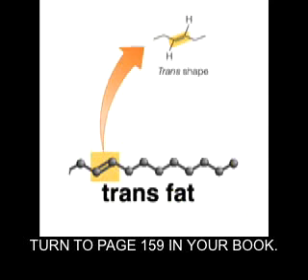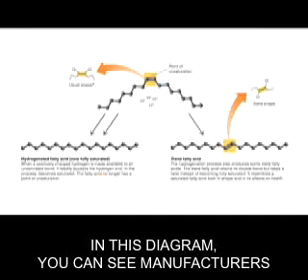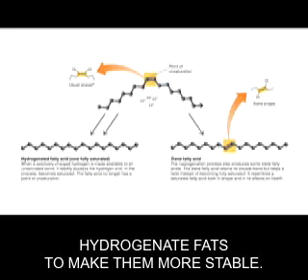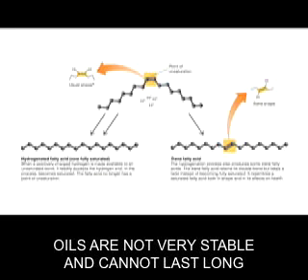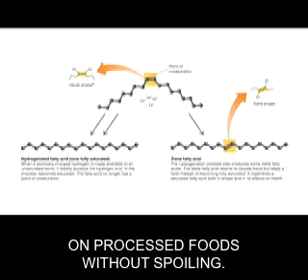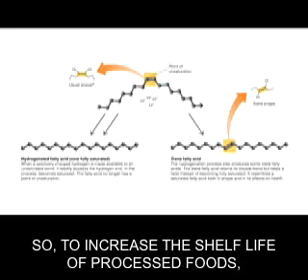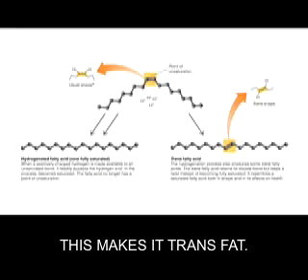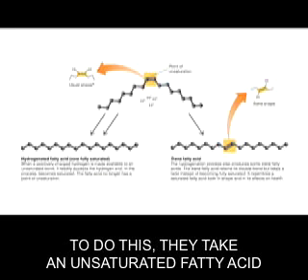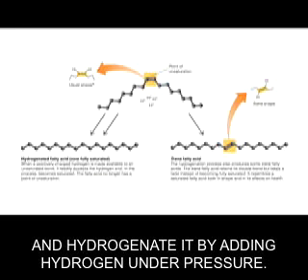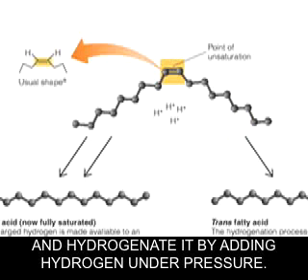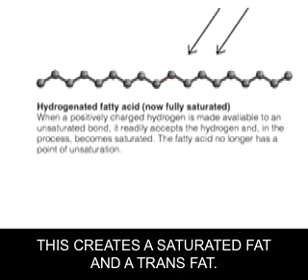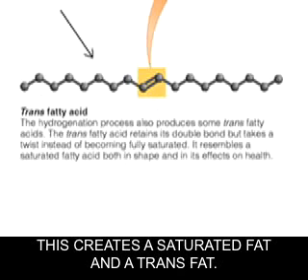Turn to page 159 in your book. In this diagram, you can see manufacturers hydrogenate fats to make them more stable. Oils are not very stable and cannot last long in processed foods without spoiling. So, to increase the shelf life of processed foods, manufacturers hydrogenate unsaturated fats. This makes a trans fat. To do this, they take an unsaturated fatty acid and hydrogenate it by adding hydrogen under pressure. This creates a saturated fat and a trans fat.